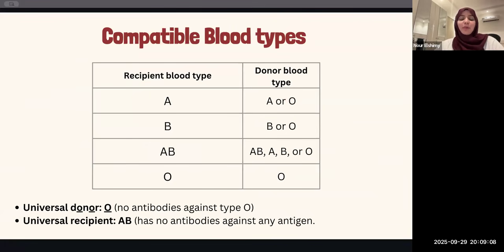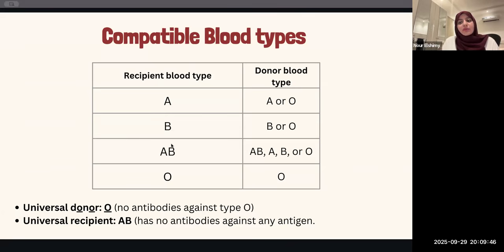This is exactly what I was going to talk about. So we have the recipient blood type and the donor blood type. If someone has antigen A in their body, they cannot accept antigen B, right? So when they receive blood, they're going to receive either A or O. Now A, because the antigen is the same as my antigen, so there's no reaction that's going to happen. Why O? We said O has no antigens. So my body is not going to make antibodies against this, so we're fine with that as well. Same thing for B. B can accept from B or O.